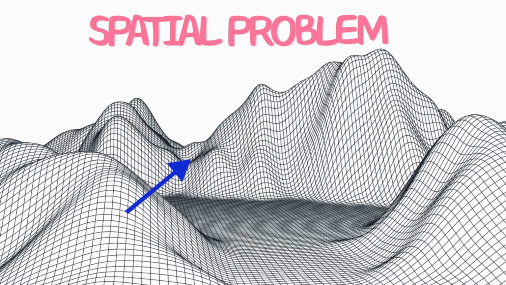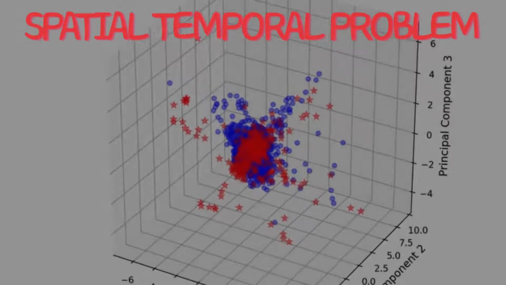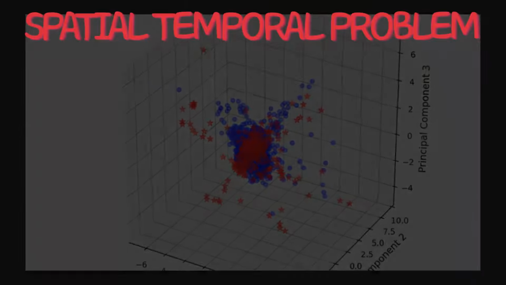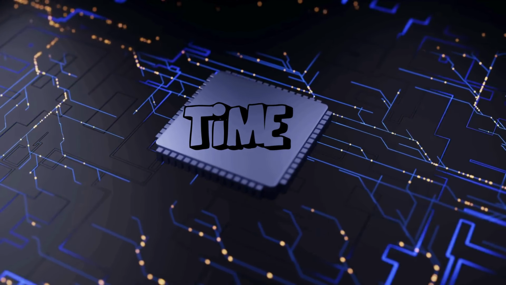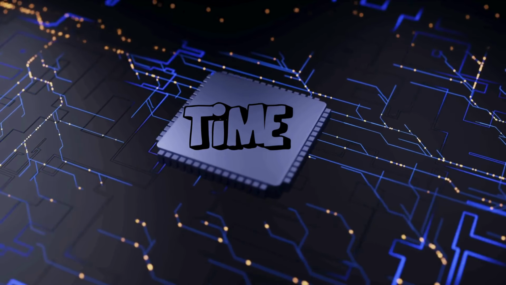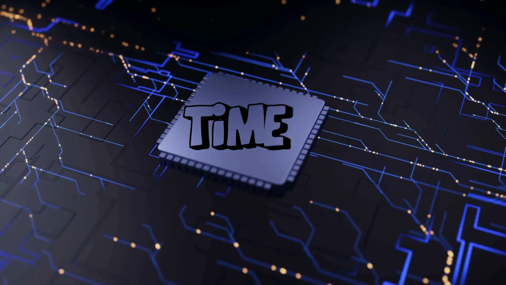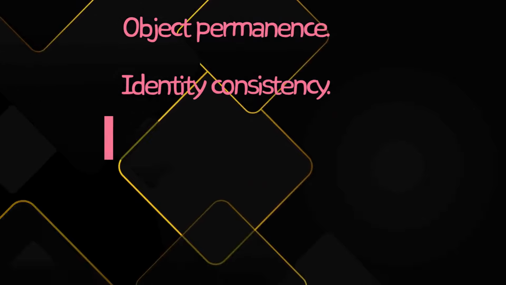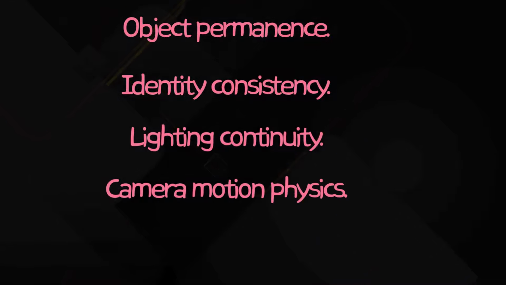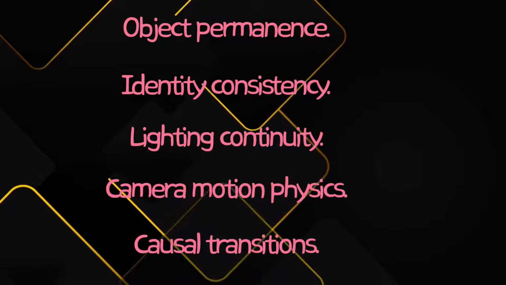Generating an image is a spatial problem. Generating video is a spatio-temporal problem. That single added dimension, time, increases complexity exponentially. Because now the model must maintain object permanence, identity consistency, lighting continuity, camera motion physics, causal transitions.